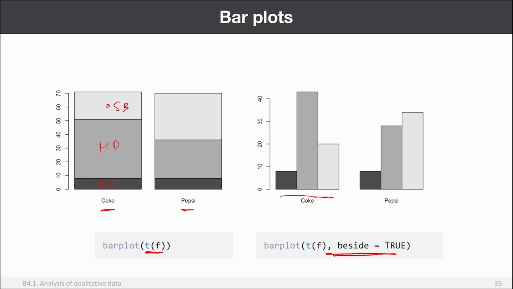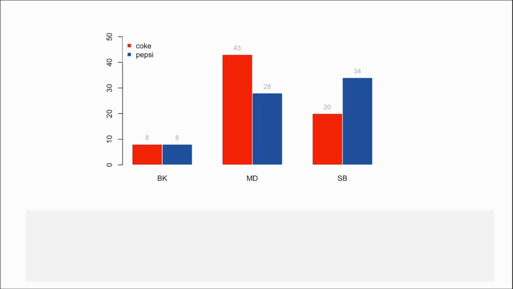Okay. Of course, as anything in R, we can make it looking really, really nice. For example, like this. You can see it's the same bar plot as I made before, but I also added brand colors for Coke and Pepsi. I also added a legend. That's very handy. And I also added the frequencies as labels, right? And then this is the code.